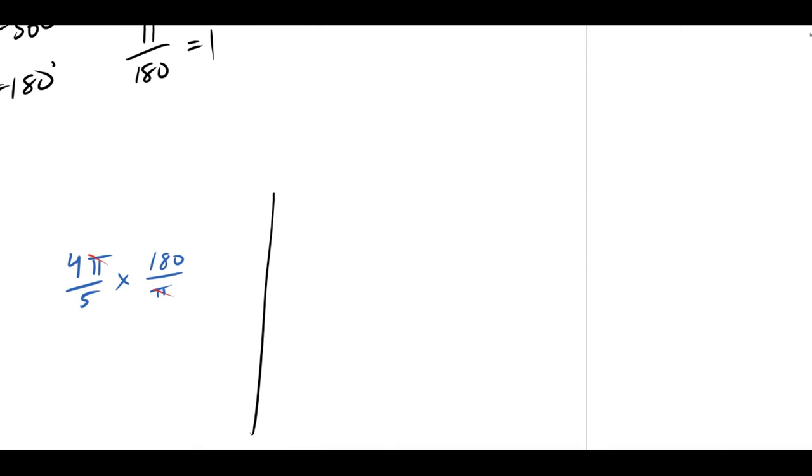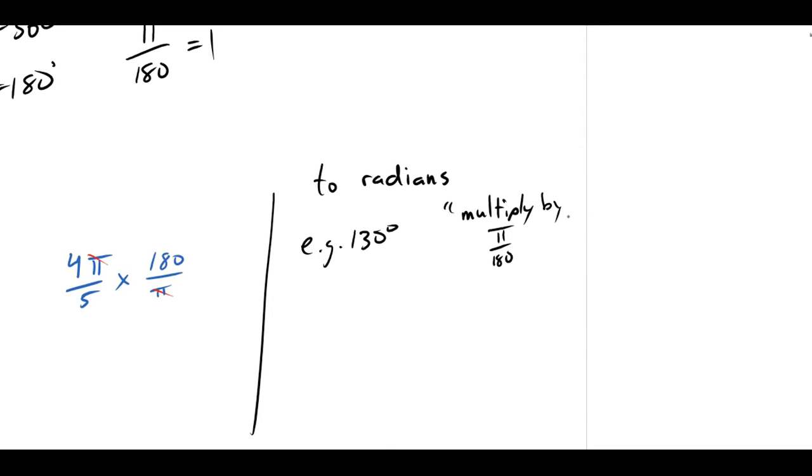Okay. Now what's more interesting, because we're going to be working with radians, is how do you go to radians? That was 2 degrees before. How do we go to radians? So for example, if I give you 130 degrees and you have to convert it to radians, so what we do is we multiply. We multiplied by 180 over pi to go one way. So we multiply by pi over 180 to go the other direction.